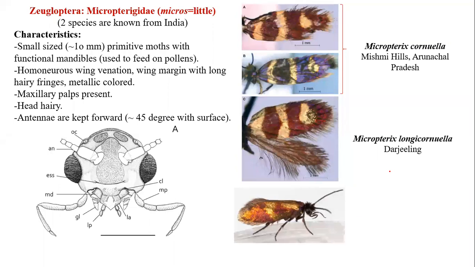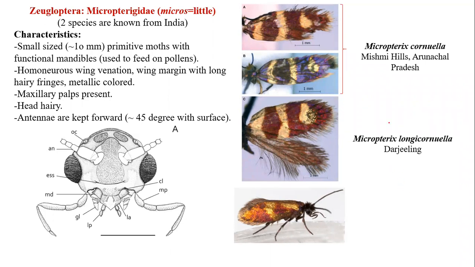The first family, the Micropterigidae. This family is considered the most primitive group of moths, and it is widely distributed from the Old World to the New World. However, from India, only 2 species are known, and they are mainly based on some very old museum specimen collections made by the late Mr. Atkinson and Maria Eastchili. And in 2010, Niels Peter Christensen and his colleagues described these 2 species which were collected from India.